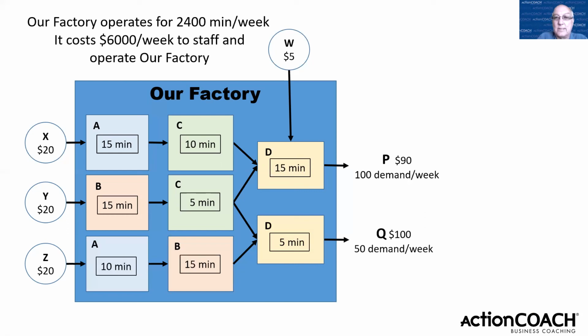The instant raw material X shows up, it can get processed in A. It takes exactly 15 minutes. It's instantaneously transferred to C, where it takes exactly 10 minutes to process. And then it's instantaneously available for D. So there's no delays, no losses, no variability in this plant. This is about as simple a factory problem as you can work.